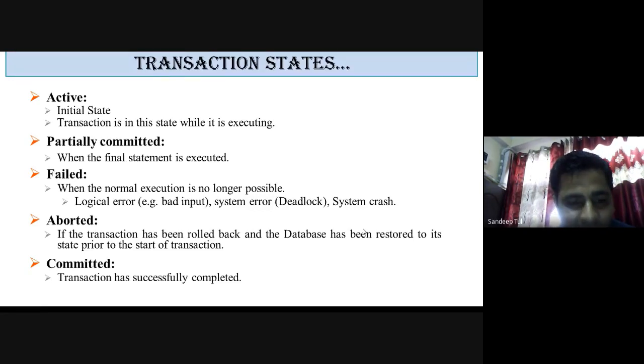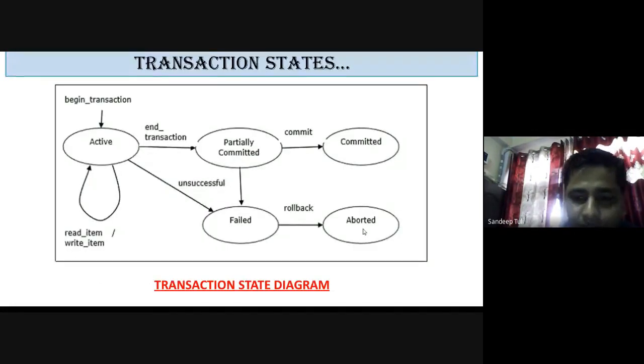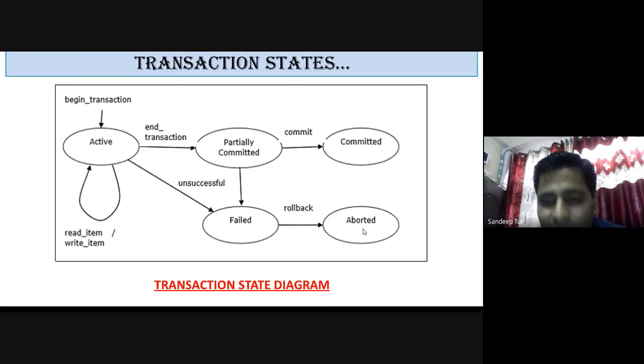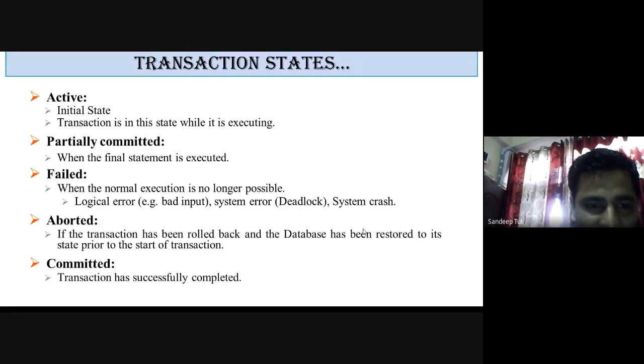Aborted means the transaction has failed and needs to be rolled back, and the database has to be restored to the prior state of the transaction or any other state that has been specified by the database manager. Then it will be in the aborted state. And finally the committed state is when the transaction has successfully completed. So the committed and aborted states are the two final states for the transaction. The transaction at the end may be committed or it may be aborted. Done. So these are the 5 states that a transaction can be in while it is executing.